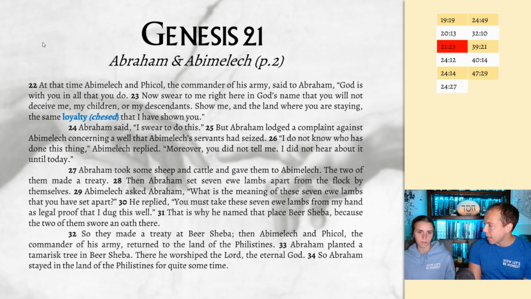Show me in the land where you are staying. Notice that it's also directed at land. It's not just a human thing. You can also show Hesed to land, to inanimate objects. You can actually be gracious to land. Interesting. The same Hesed that I have shown you, right? And we have seen Abimelech's Hesed. It just hasn't been explicitly stated until this moment.